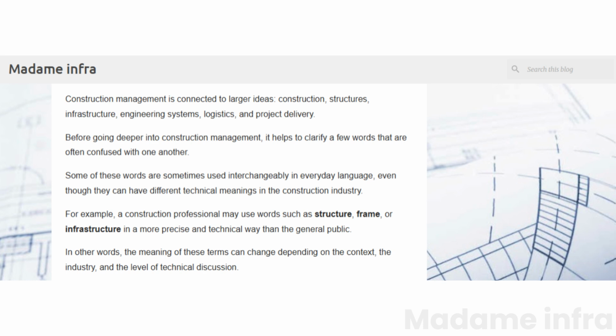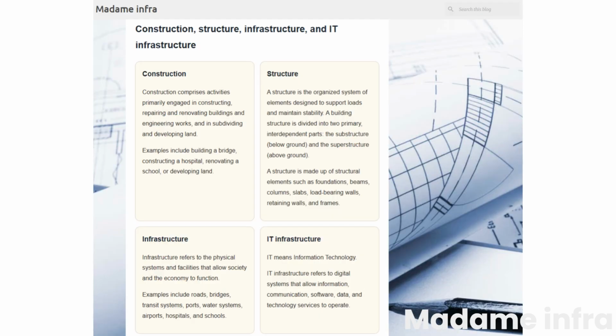Before going deeper into construction management, it helps to clarify a few words that are often confused with one another. Some of these words are sometimes used interchangeably in everyday language, even though they can have different technical meanings in the construction industry. For example, a construction professional may use words such as structure, frame, or infrastructure in a more precise and technical way than the general public. In other words, the meaning of these terms can change depending on the context, the industry, and the level of technical discussion. Construction, structure, infrastructure, and IT infrastructure.